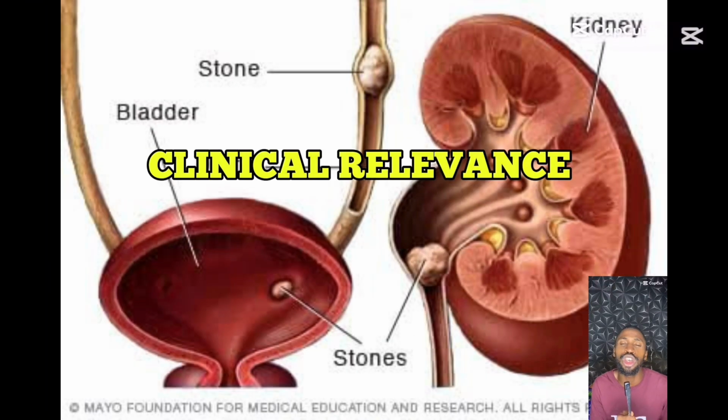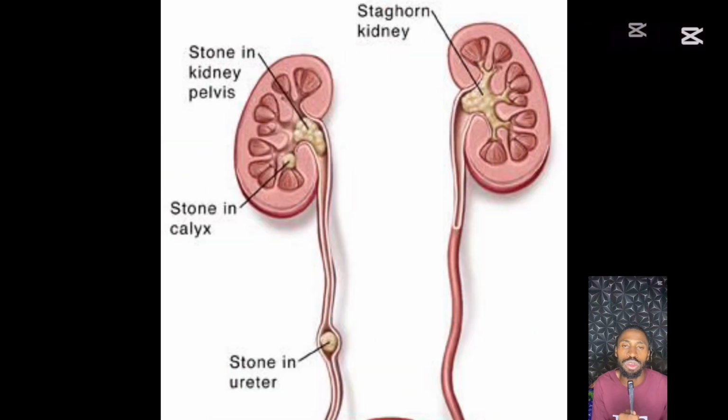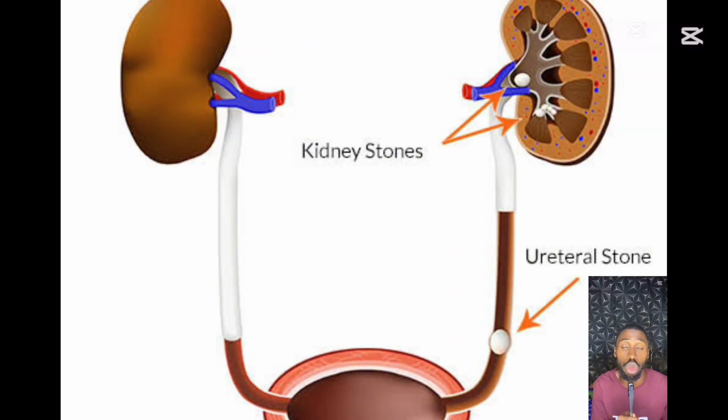On the clinical relevance of the ureter, always remember the ureteric colic, which is caused by stones. Stones can be trapped in any of the narrow parts, which are the pelvic ureteric junction, where it crosses the pelvic rim, or where it enters the bladder. So kidney stones or any foreign material can be trapped in any of these constrictions. We call it ureteric colic, which is the kidney stones passing through the ureter.